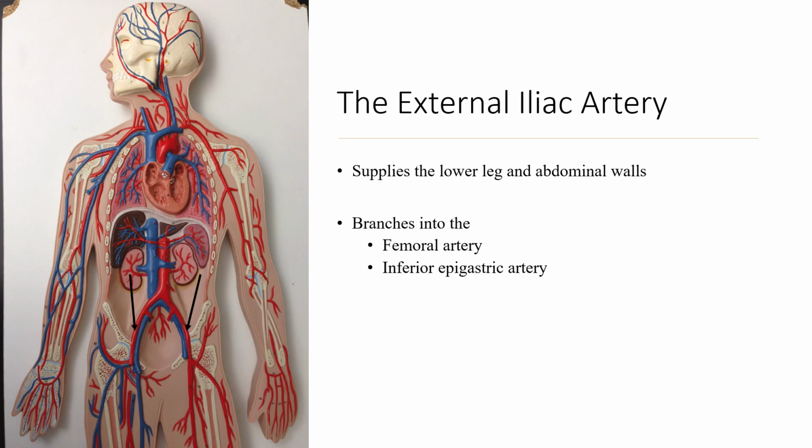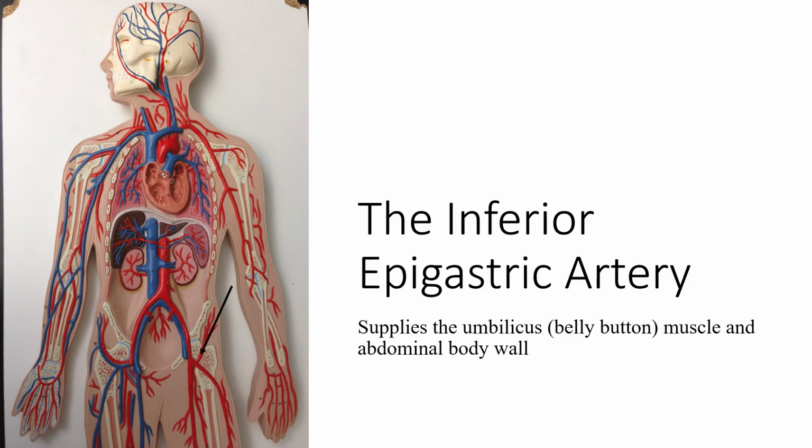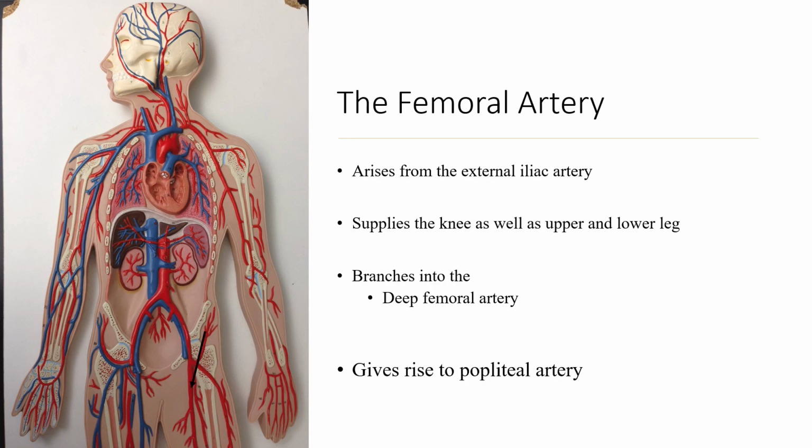It branches into your femoral artery and the inferior epigastric artery. The inferior epigastric artery supplies the umbilicus, or your belly button, as well as the abdominal body wall. The femoral artery arises from the external iliac artery, and it's going to go on to supply the knee as well as the upper and lower leg.